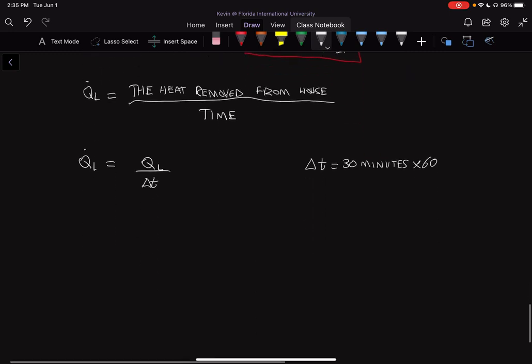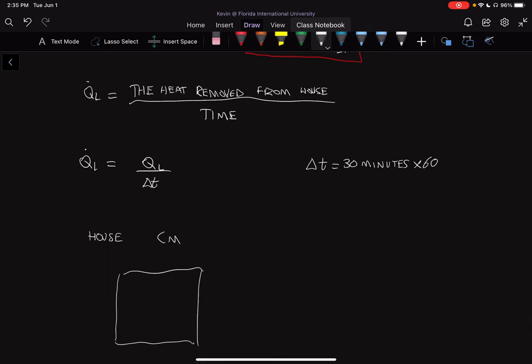So let's do a first law analysis on the house. We know the house is a control mass. Our house is essentially a box with 800 kilograms of air inside the box. And we know that we have some QL leaving.